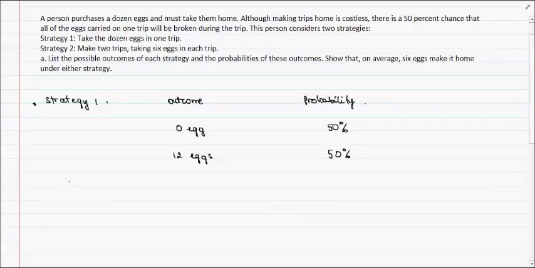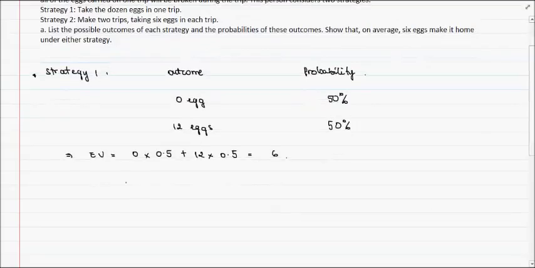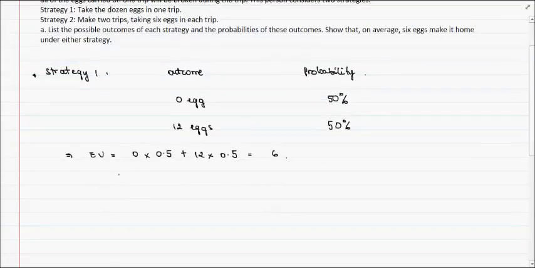Alright, so the expected value in this case, or the average number of eggs that is going to make it home, is going to be 0 eggs times 50% plus 12 eggs times 50%, and that is equal to 6. So the expected value, or the average number of eggs that is going to make it home, is 6.